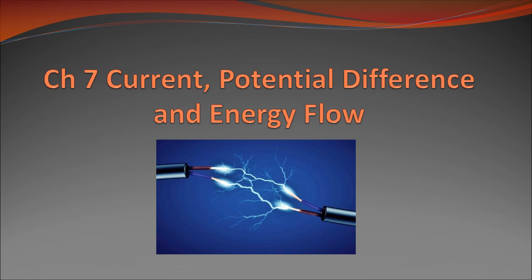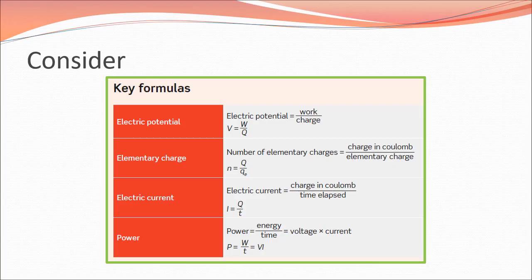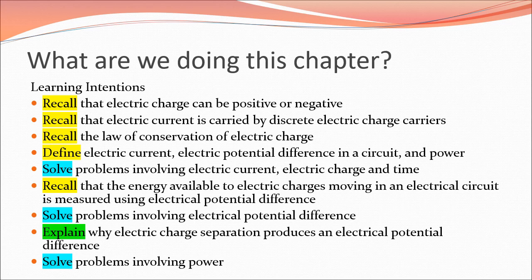Hi guys, welcome to chapter 7, which is all about electricity, electrical current, potential difference, and energy flow. Today we're going to be going through chapter 7.1, which is all about charge, but just a bit of an introduction about chapter 7. So we're going to be going through these key formulas, looking at electric potential, elementary charge, which is what we're going to be doing today, electric current, and electrical power. So we'll cover all of those formulas as we go through this week's content.